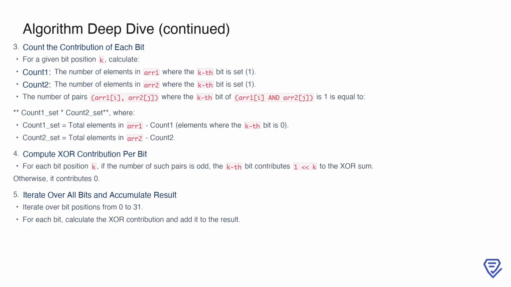If it's odd, the kth bit contributes 1 shifted left by k to the XOR sum. If it's even, it contributes 0. This way, we can compute the XOR contribution for each bit position independently.